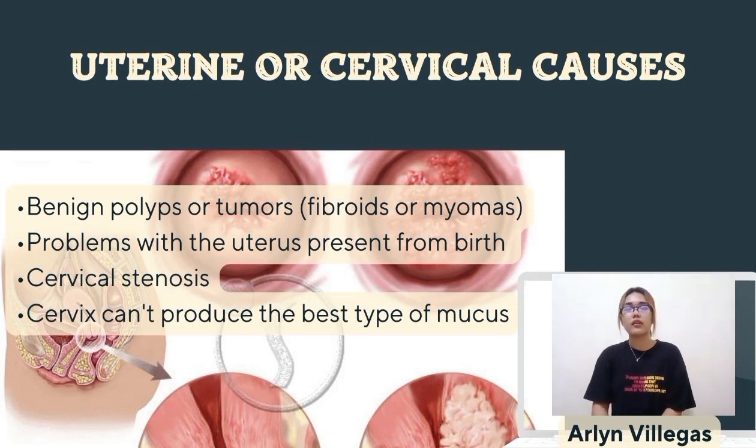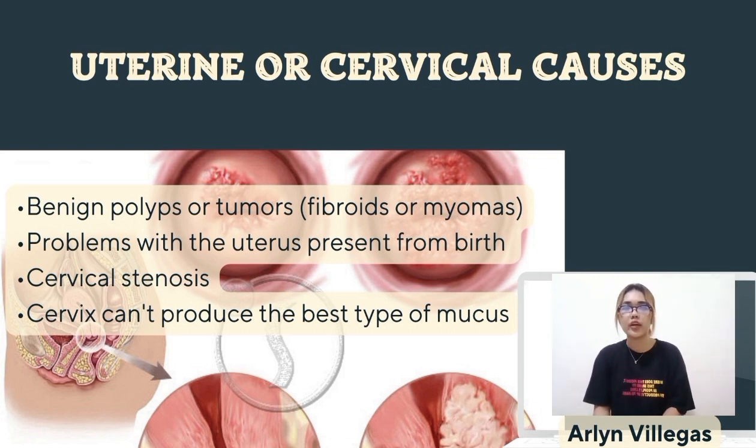Uterine or cervical causes. So several uterine or cervical causes can interfere with the egg implanting or increase the risk of miscarriage. So benign polyps or tumors, fibroids or myomas. So these are common in the uterus. Some can block fallopian tubes or interfere with implantation, affecting fertility. However, many women who have fibroids or polyps do become pregnant also.